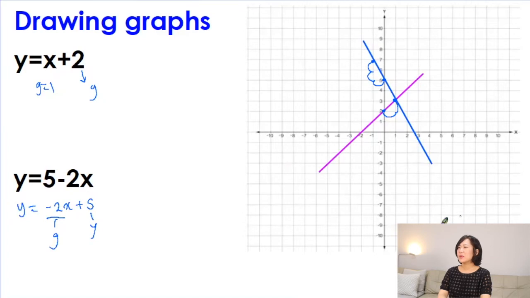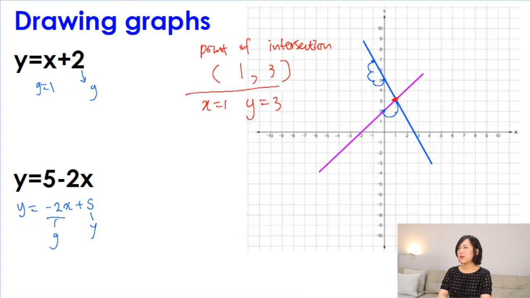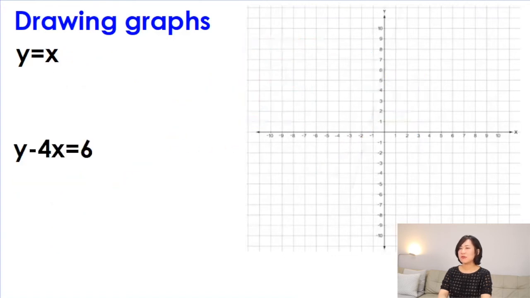Then can you see the point of intersection? So the coordinate of the point of intersection is x is 1, right? So 1, 3. That means when x is 1, y is 3. So this solution is the answer for the y equals x plus 2 equation, and also the solution for y equals 5 minus 2x.